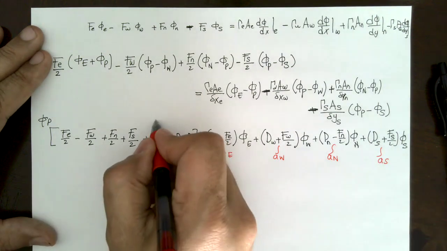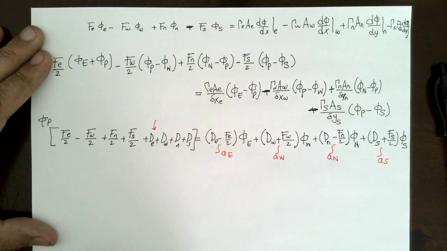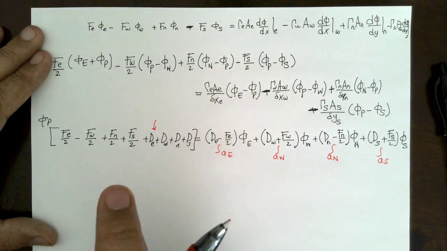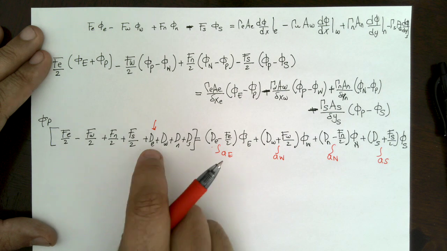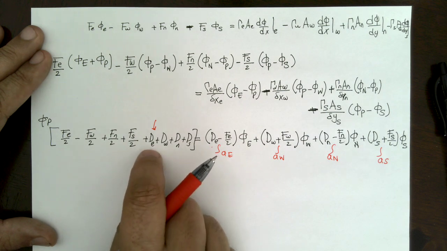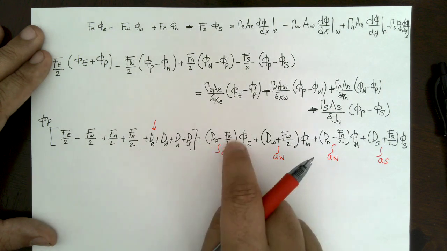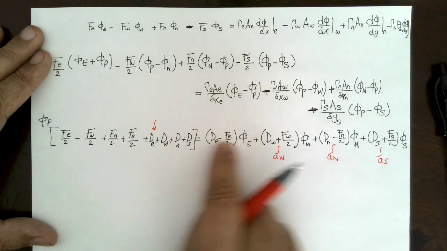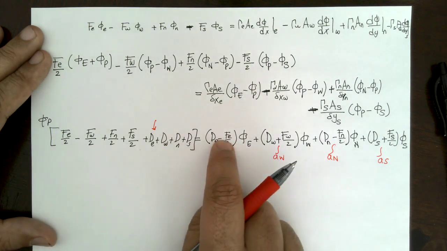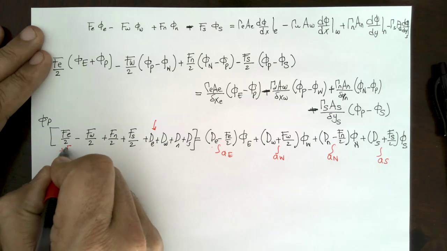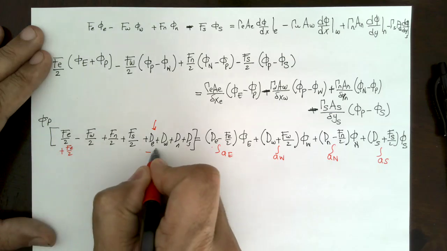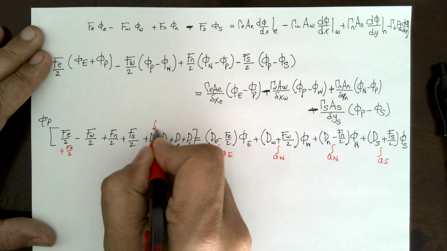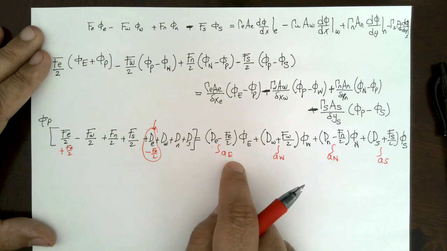D east is here, its values here, but it's missing fe over 2. I have fe over 2 positive, but I don't have the negative. So I'm gonna add plus fe over 2 and subtract fe over 2. Now I can take this and I call it A east, right?